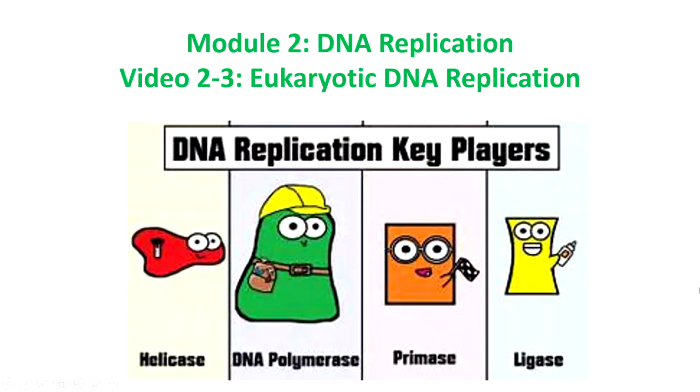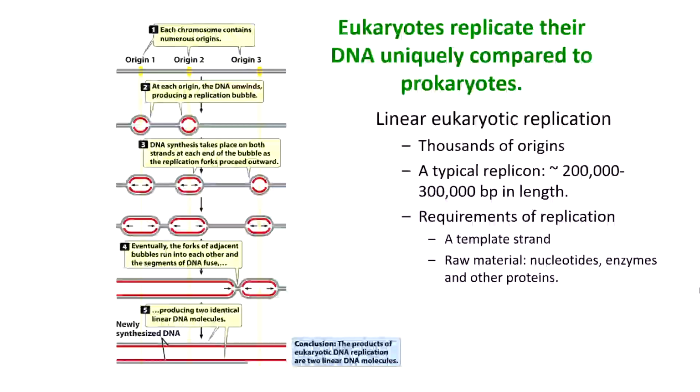This is the third and final video in Module 2, DNA replication. In this video, I'll be talking specifically about the enzymes and the process for DNA replication in cells that contain a nucleus, also called eukaryotes. Because eukaryotic genomes have a different structure and a different shape, eukaryotes have to replicate their DNA uniquely compared to prokaryotes. There are some overlaps, but there are still quite a few differences as well.